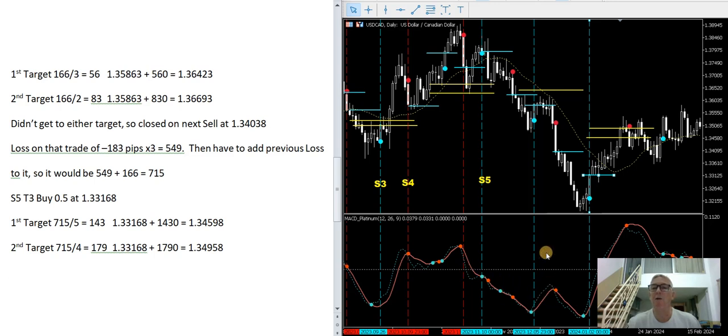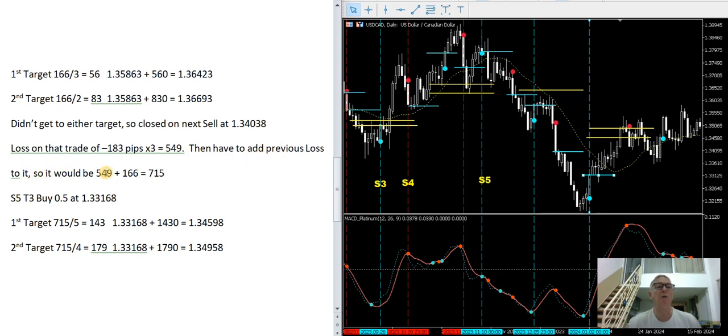MACD platinum still below the zero level, taking another loss. All right, didn't get to either target, so close on the next sell there. Loss on that trade of 183 pips. Now, because that position size was for 0.3, have to multiply that loss by 3. So it gives me 549 pips.